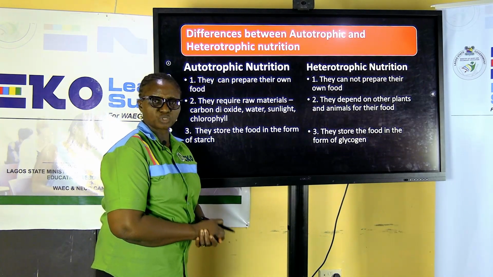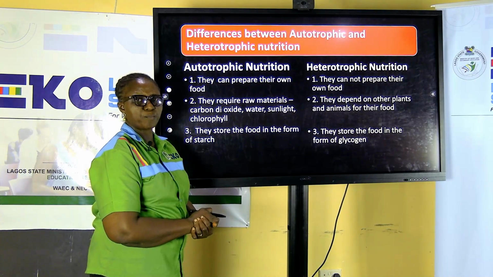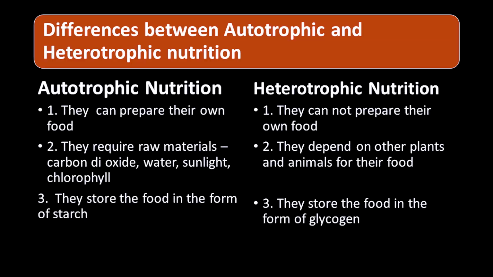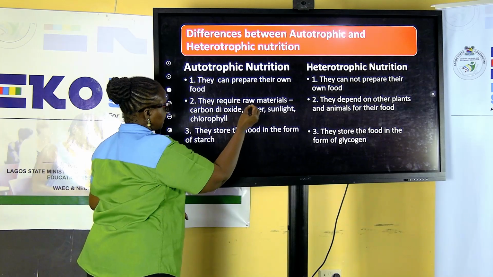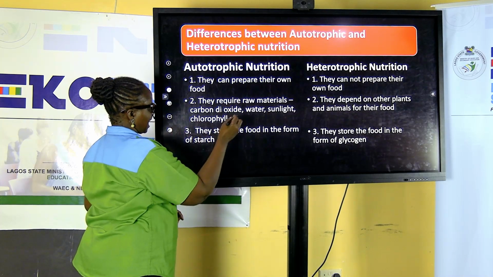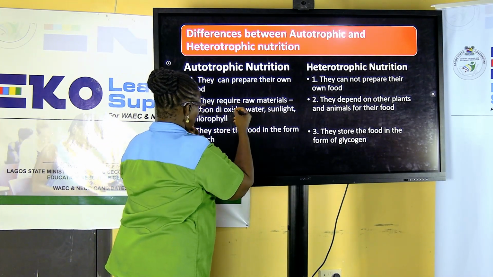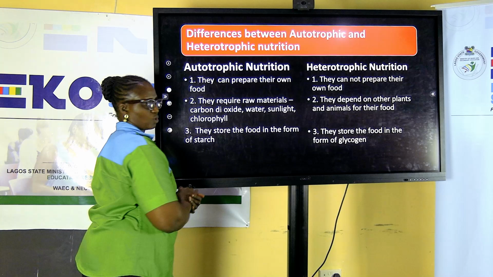Comparison, autotrophic and heterotrophic mode of nutrition. Let's quickly go through the table to see the differences between them. In autotrophic nutrition, they are able to prepare their food by themselves. In heterotrophic, they have lost that ability. They depend on already made food. In autotrophic nutrition, the required raw materials are carbon dioxide, water, sunlight, and chlorophyll.